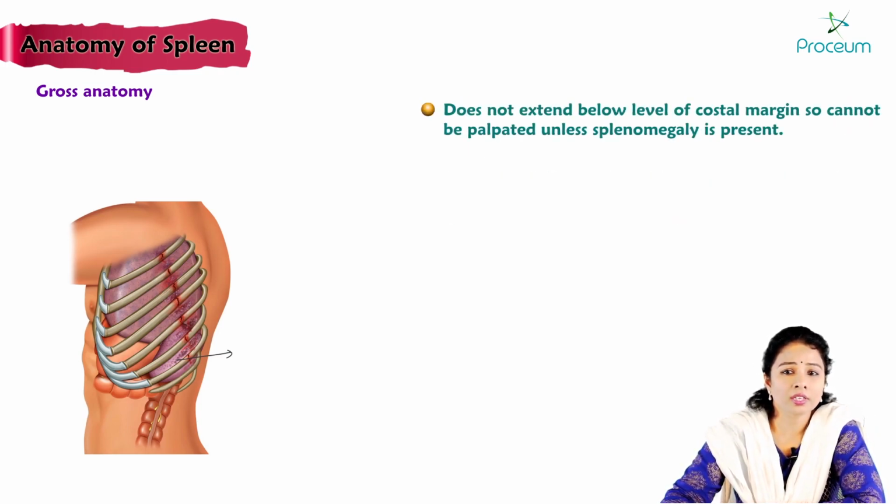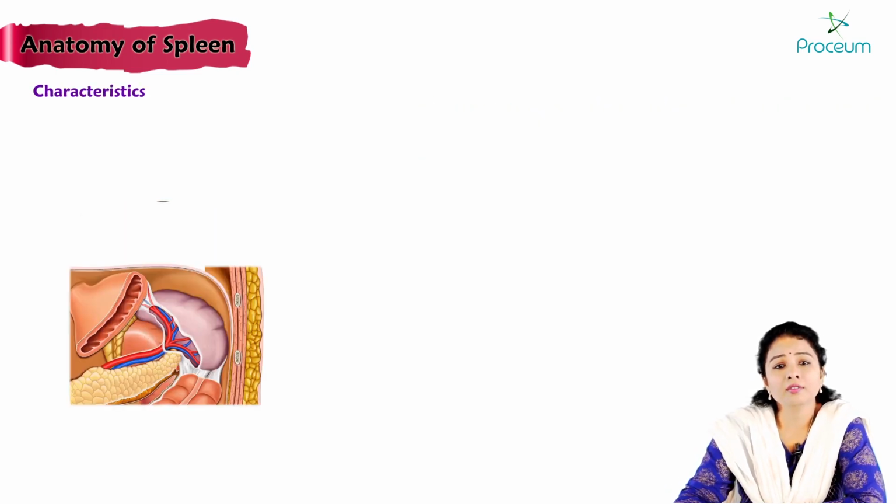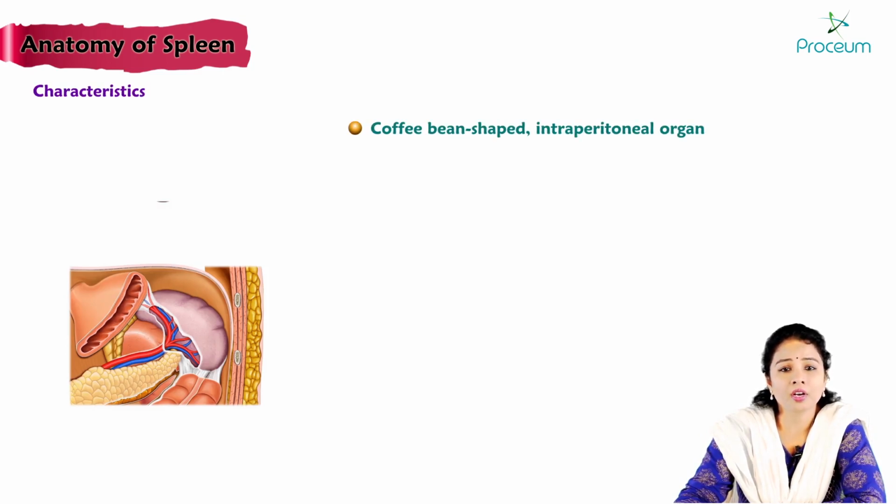Normally, spleen does not extend beyond the level of costal margin. So, we cannot palpate it unless it is in splenomegaly. Accessory spleens occur in 20% of the population and are commonly located near hilum and tail of pancreas or within the gastrosplenic ligament. Characteristic features of spleen: it is a coffee bean shaped intraperitoneal organ.